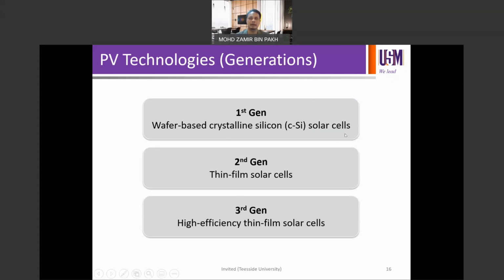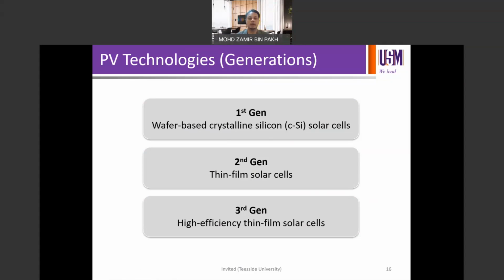This first gen can be divided into two. The first one is monocrystalline, or single crystal, silicon solar cells. The second one is multicrystalline silicon solar cells, where you have multiple grains on the wafer, and then the wafer is turned into a solar cell as well.